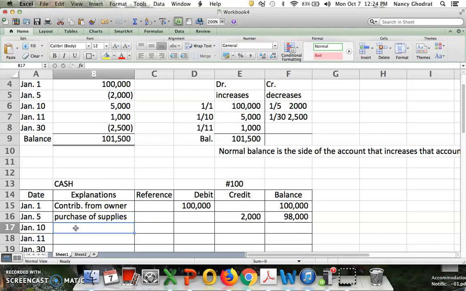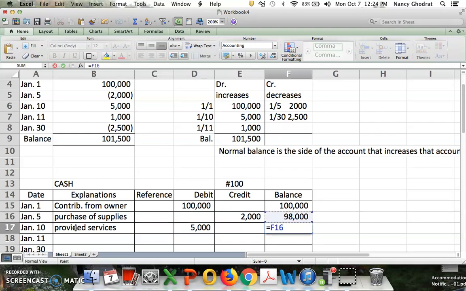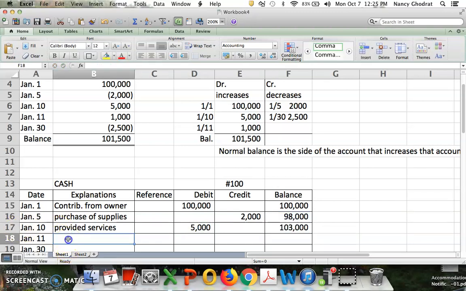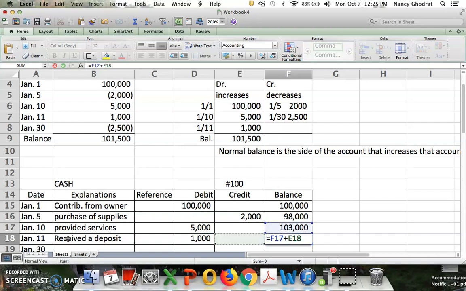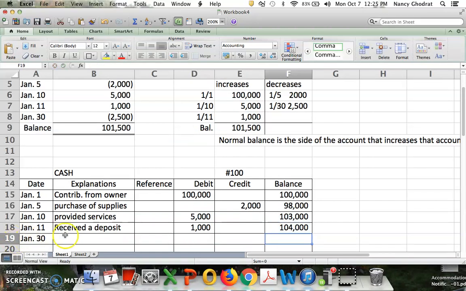And let's say that we provided services on January 10th and we received $5,000 cash from the client. Therefore, the balance now would be the 98,000 plus the $5,000, or 103,000. And then eventually we received a deposit from a customer for $1,000 on January 11th. Again, therefore the balance of cash would be 104,000.